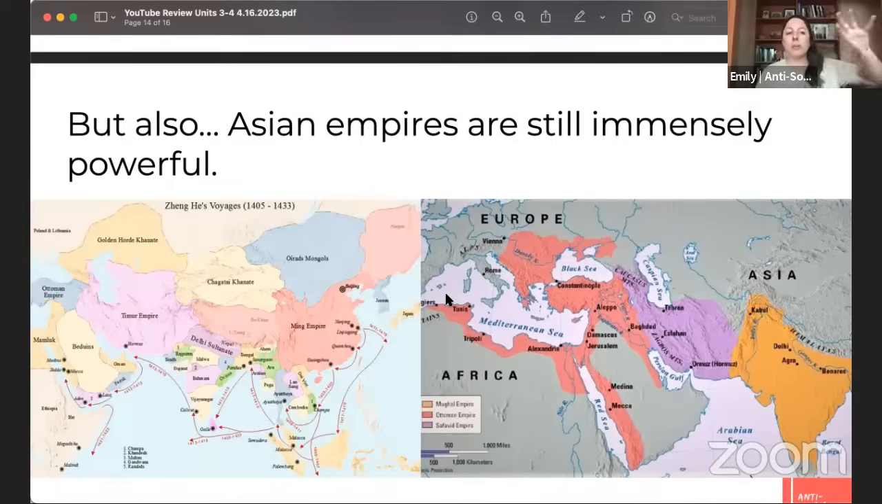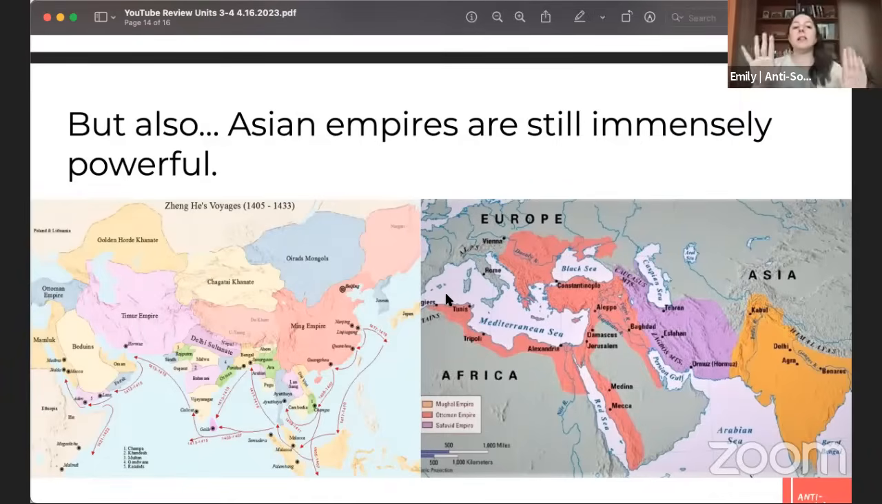Western Europe is growing in power because they're taking over the quote unquote easier places to take over in the Americas and getting power from that. But they're gearing up so that in the next era, they can turn their attention to who it's been all along, these really powerful Asian states. They've always just wanted to get to China. They've always wanted to get to India, right? That's what it's always been about.